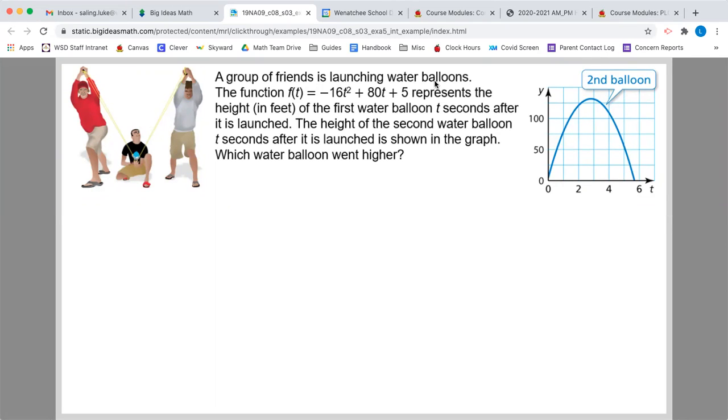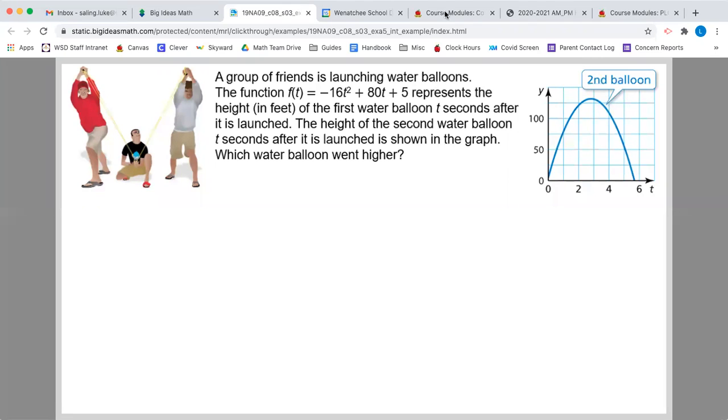Now, the height of the second water balloon is given via a graph. And if we look at our graph over here, we can sort of estimate the height. We'll have to check, to make sure that it is different enough from the height of the first water balloon that we can just use this estimate.